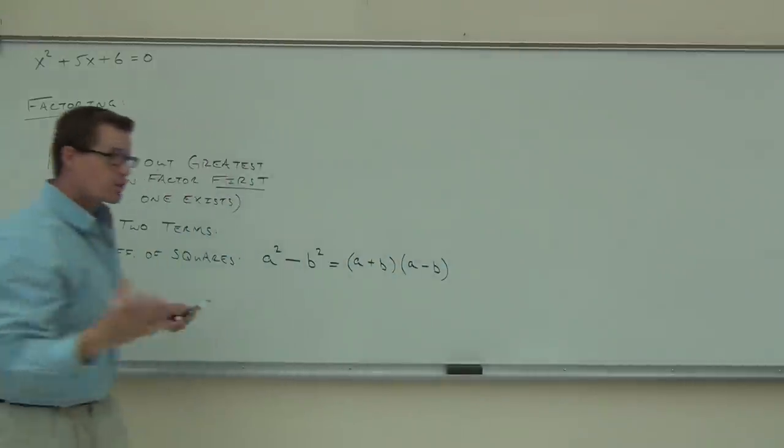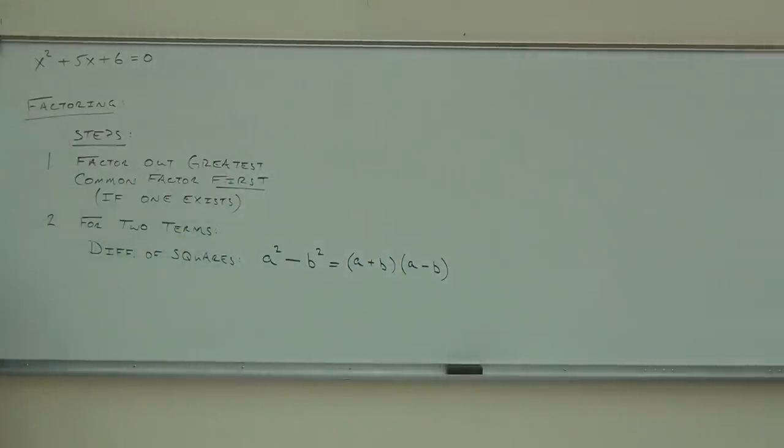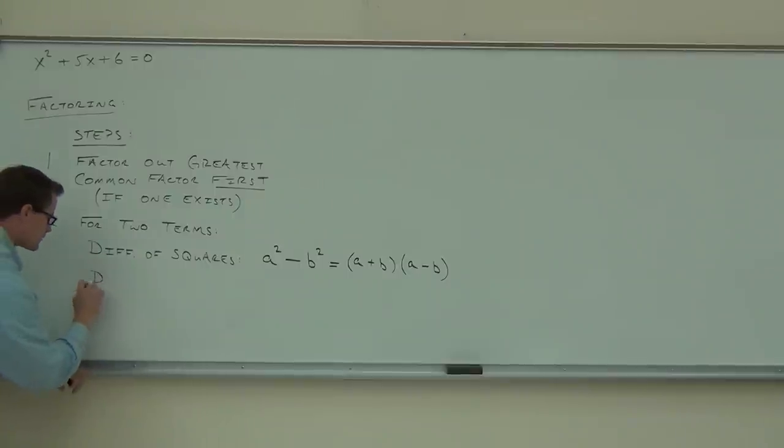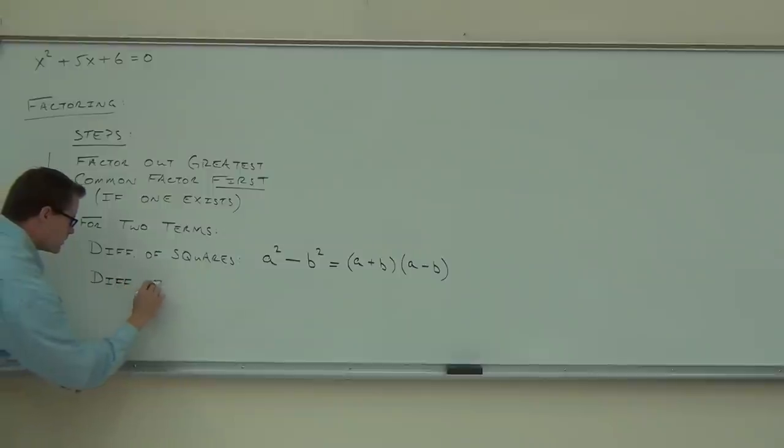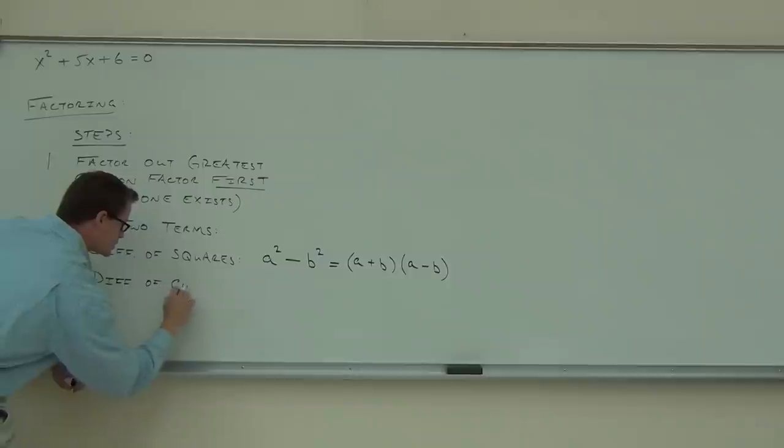There's only two other forms that you can have and still factor with two terms. The first one is a difference of cubes. What do you think is going to be the difference between squares and cubes? Cube. Three. Yeah, the cube means a three, square means a two. So let's talk about a difference of cubes.